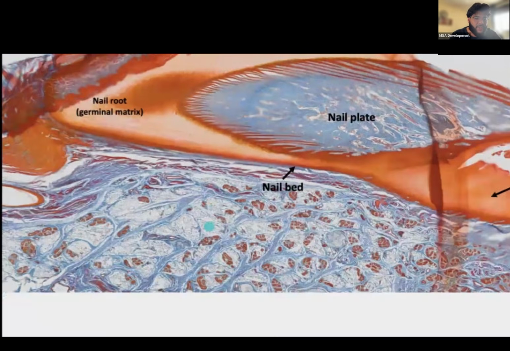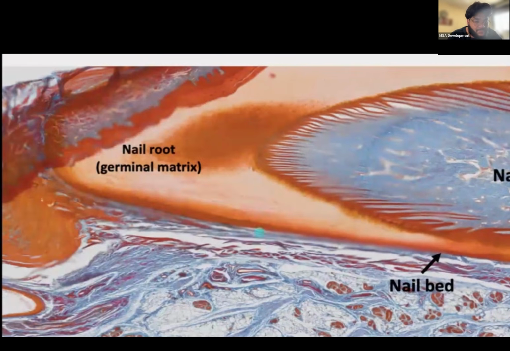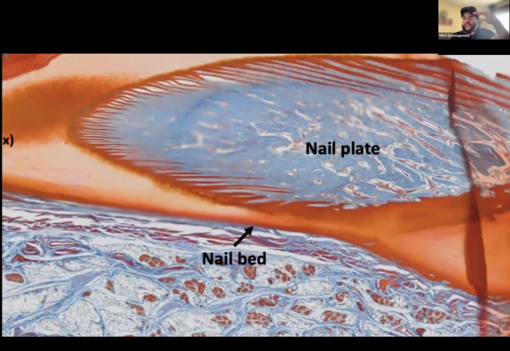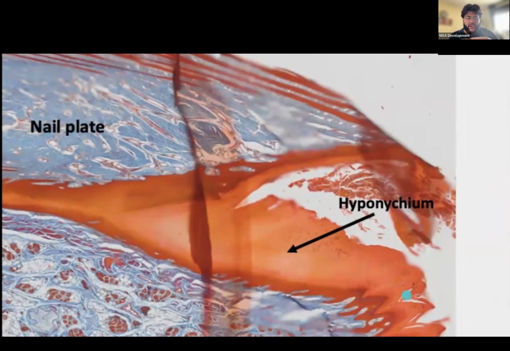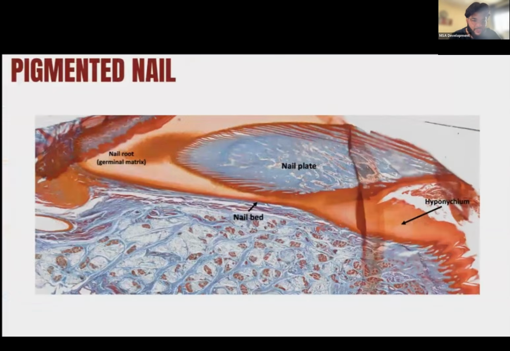Over here, this is your pigmented nail. Just memorize the picture. You have your nail root. From the nail root, you have your nail plate. The nail plate has to rest on something, so that's your nail bed. And on the other side, you have your hyponychium right underneath, where your nail bed stops, with your nail plate overlying this hyponychium. Okay.